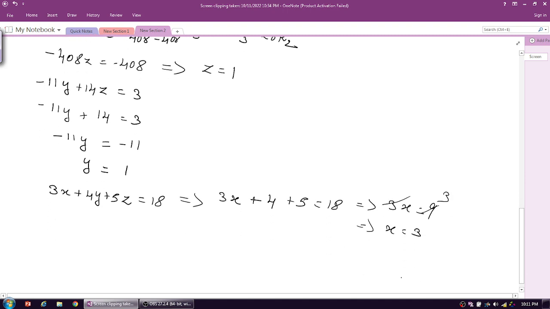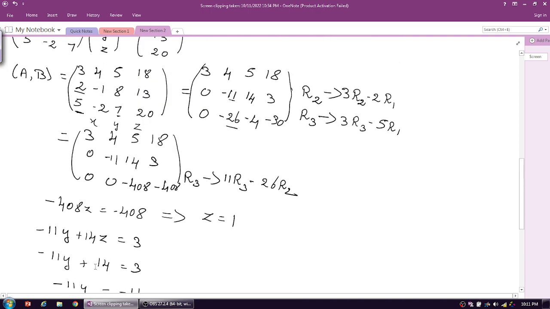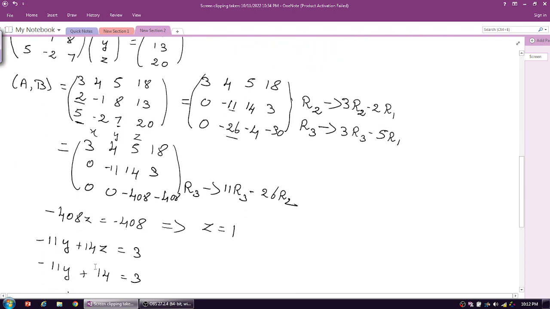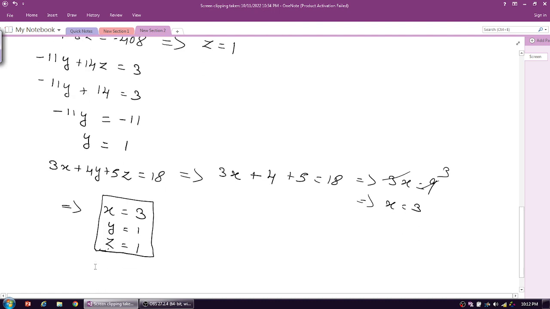So finally by the Gauss elimination method we got x equal to 3, y equal to 1 and z equal to 1. So this is our final answer. The same questions can be solved by calculator also, but by Gauss elimination we are getting the same answer. Thank you.